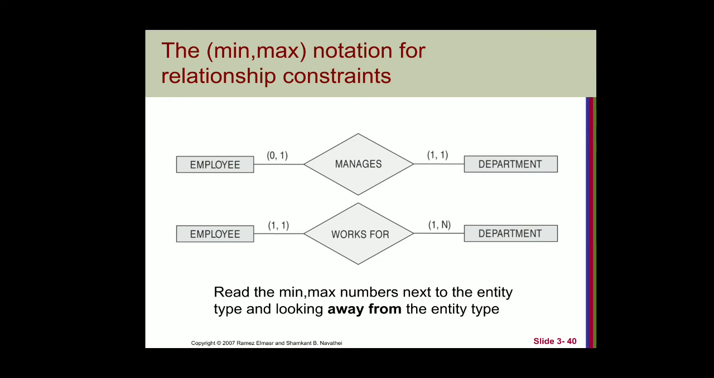Here we have employee 0, 1, manages 1, 1, department. What does it mean? Employee, manages, department. Here we have taken 0, 1. What does it mean? Here it's a partial dependency. That means a person can be a normal employee. If he is a normal employee, then there will be no line connecting between employee and manages. But if he is a manager, he will exist only one time, because he can be manager for only one department. So 0, 1.